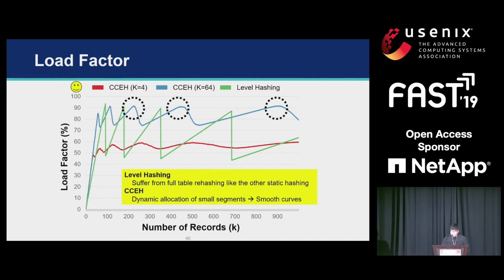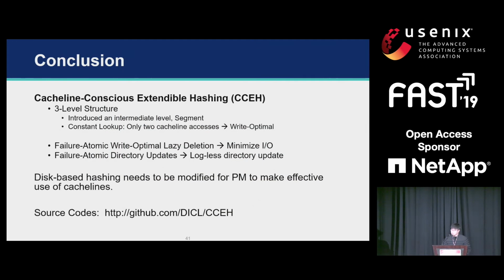Note that our CCEH can employ linear probing inside a segment. If we allow full cache line probing, the load factor ranges from 55% to 60%, whereas if we allow 64 cache lines probing, its load factor is as high as 90%. However, note that as we allow more cache line probing, the overall indexing performance suffers from a larger number of cache line accesses. Now, let me conclude the talk.